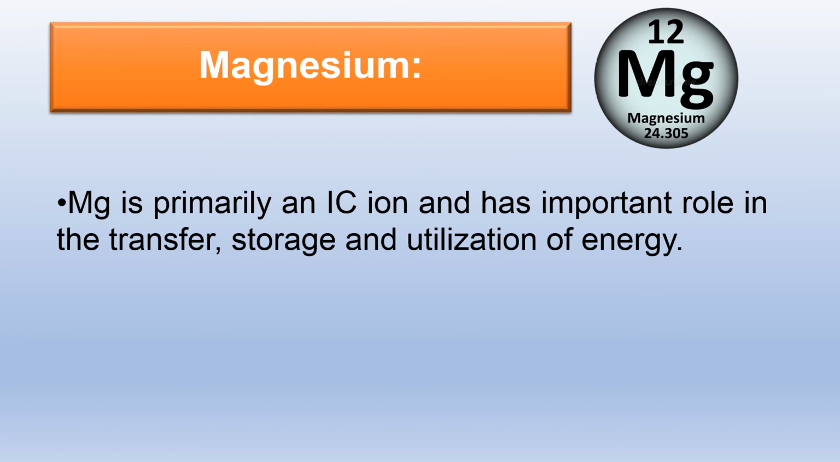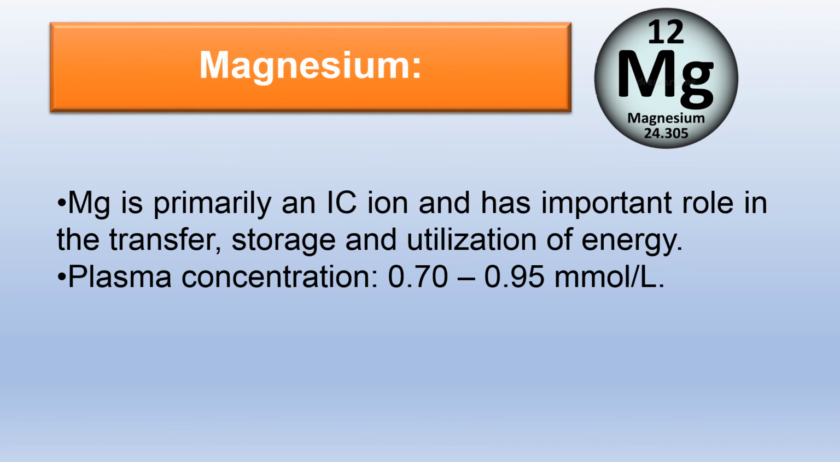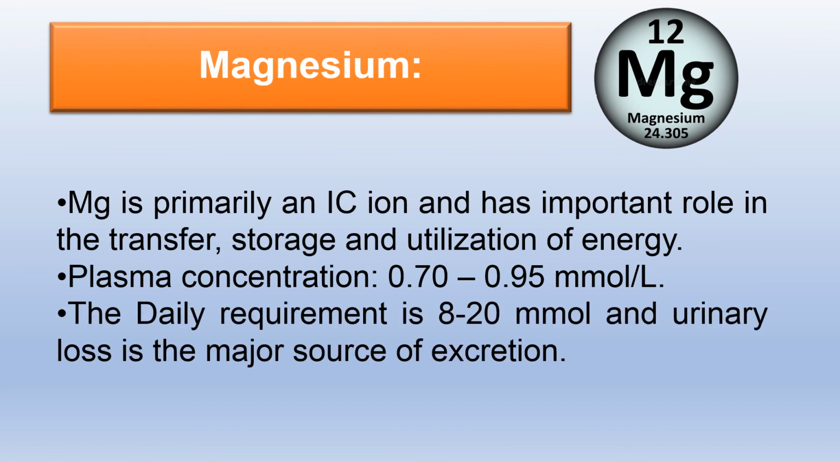Magnesium. Magnesium is a primary intracellular ion and has an important role in the transfer, storage, and utilization of energy. Plasma concentration is 0.7 to 0.95 millimole per liter. The daily requirement is 8 to 20 millimole, and urinary loss is the major source of excretion.